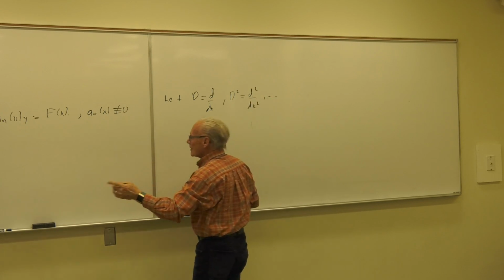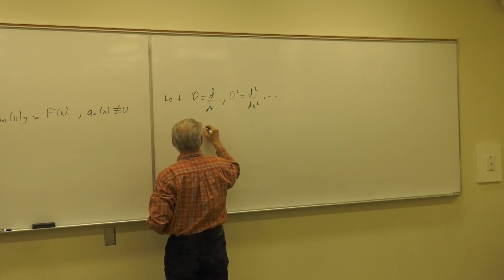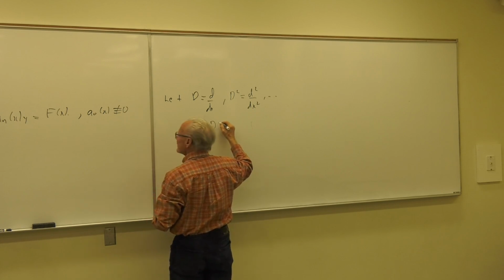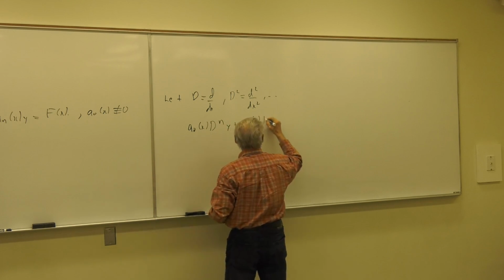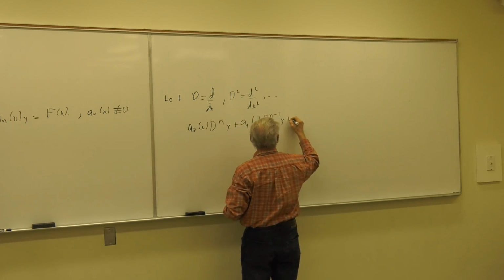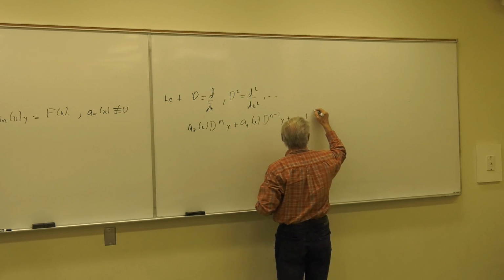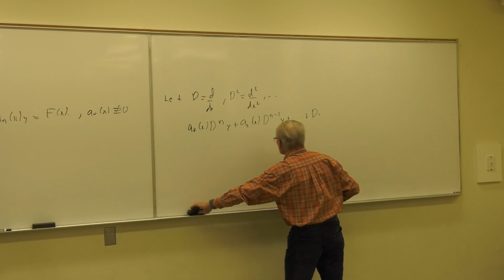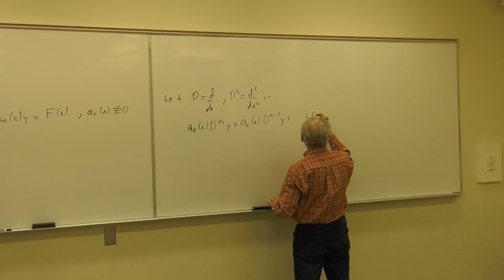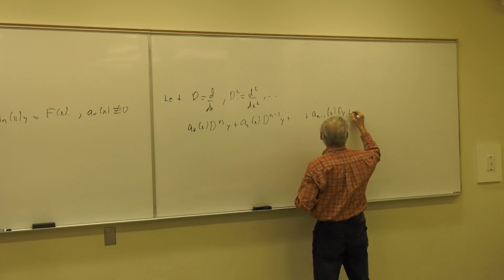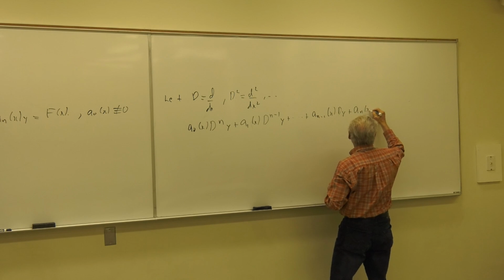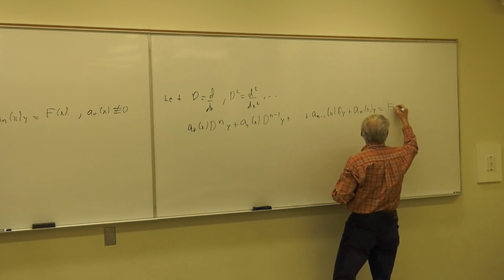Then if I use that notation, I can write a0 of x, D to the n y, plus a1 of x, D to the n minus 1 y, dot, dot, dot, down to Dy, but I need a coefficient, a sub n minus 1 of x, Dy, plus a sub n of x, y is equal to f of x.